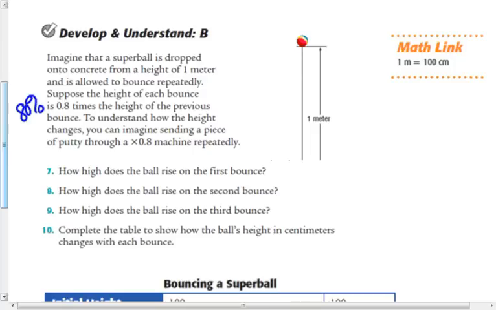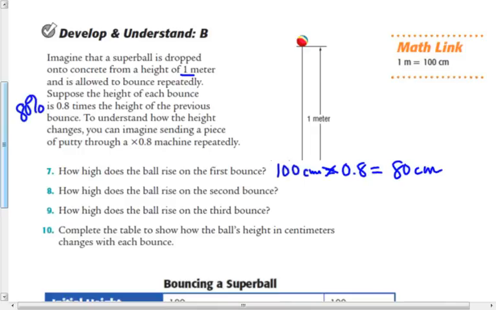So how high does the ball rise on the first bounce? It starts at 1 meter, and I think I'm going to change that to centimeters. 1 meter is the same as 100 centimeters. So if we start at 100 centimeters and we multiply by 0.8, that equals 80 centimeters. So after one bounce, it's at 80.